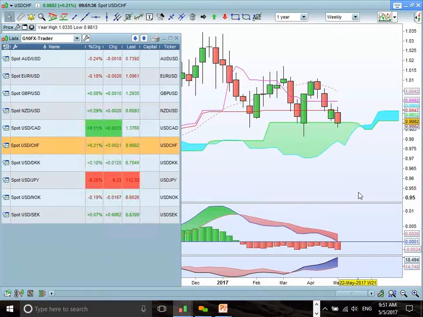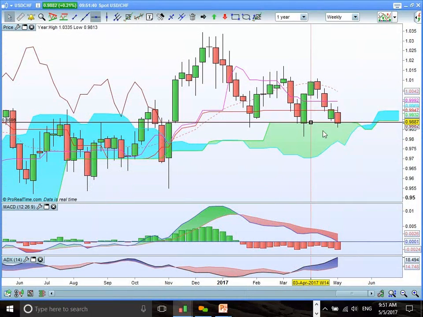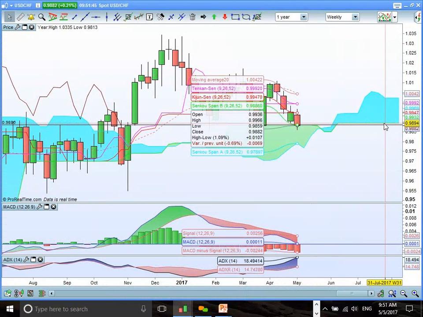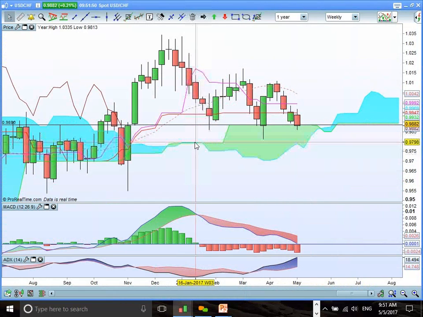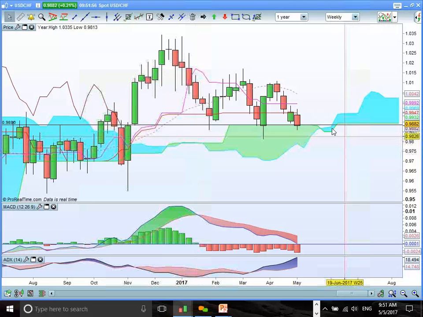US dollar Swiss franc. We're now looking, still testing support at the top end of the cloud here. Corresponds well with the front end cloud support at 98.94. So potential rebound material here. If support fails, it's going to look at the next level within the cloud at 97.92. But so far, fighting desperately to try and find support at the top end of the cloud.